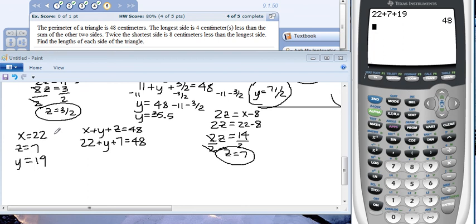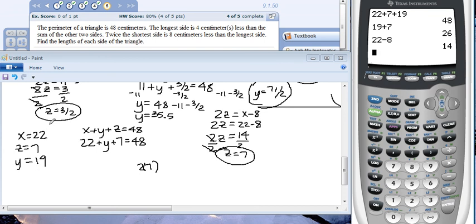The longest side is 4 less than the sum of the other two sides. So we're going to add those two. We've got 19 and 7. 26, is that 4 more than this one? Yep, now it's working. And it says twice the shortest side, which is my shortest? Twice this, so that's 14. Is that 8 less than the long side? What's 22 minus 8? 14. This is 14 as well, so it does work.